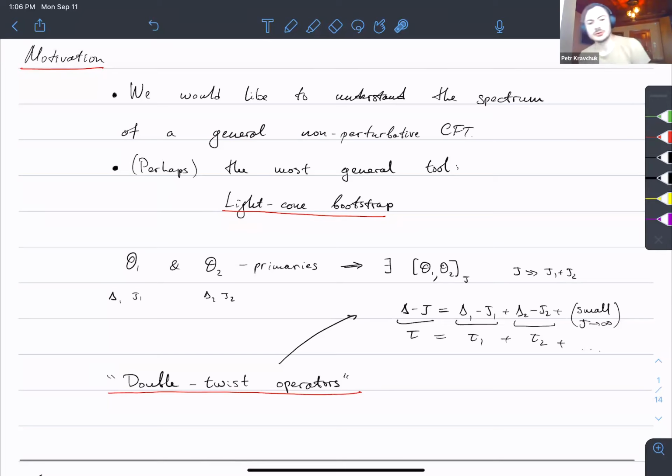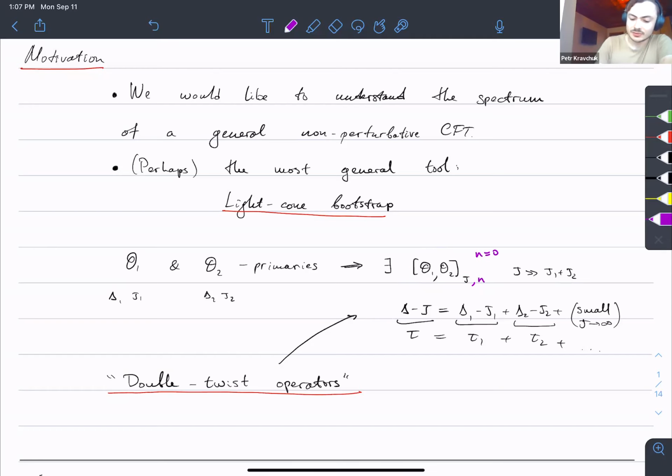The main statement of the light cone bootstrap is that you have two primary operators in a conformal field theory, like O1 and O2. Say O1 has scalar dimension delta 1 and spin J1. O2 has delta 2 and J2. And then we can form the so-called double twist operators, which we denote [O1 O2]_J. This is the primary operator of spin J, and often you can also see another subscript n, and I'm just taking here n equals 0.